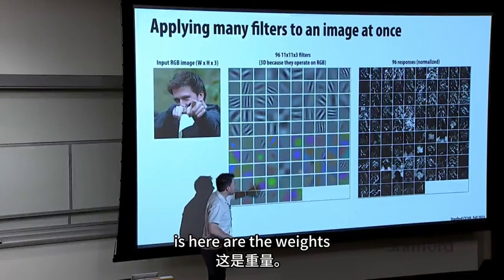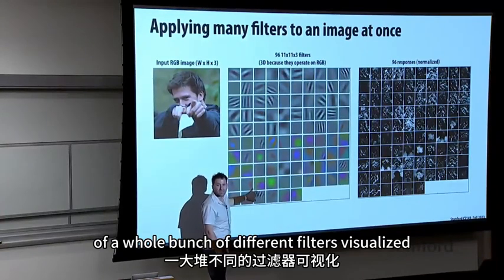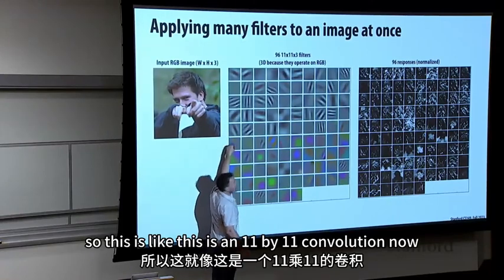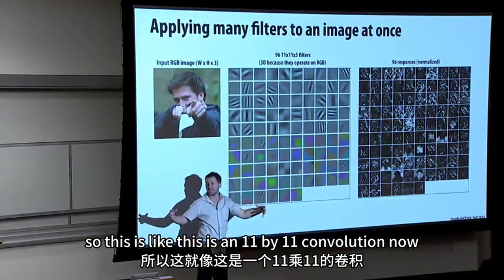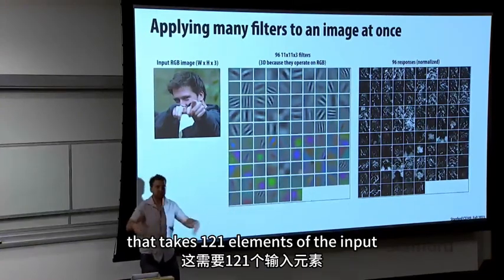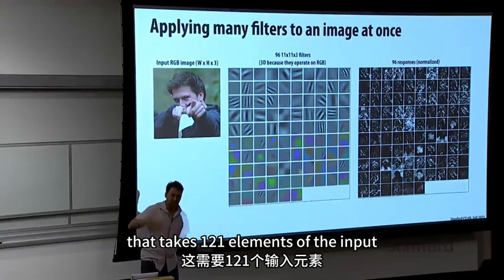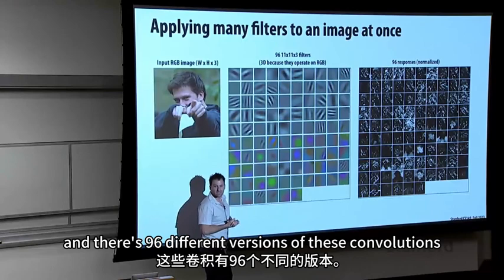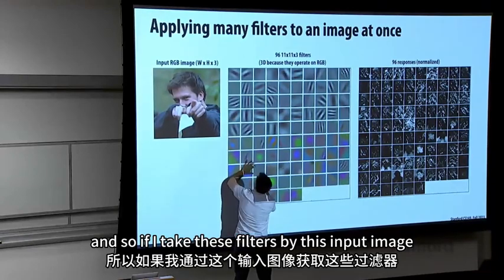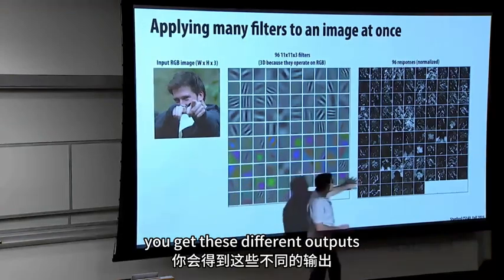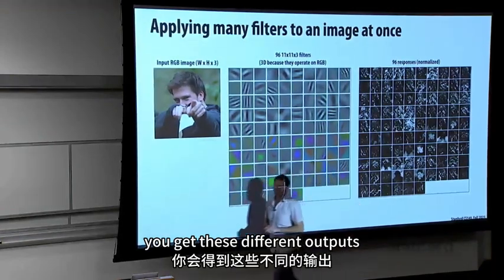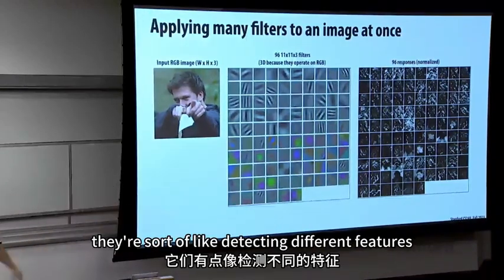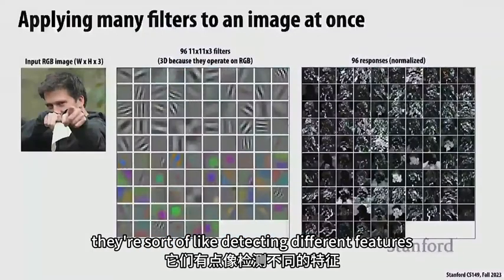So here's an example of the classic ImageNet weights from a long time ago. Here are the weights of a whole bunch of different filters visualized. This is an 11 by 11 convolution now. Okay, and so this is a convolution that takes 121 elements of the input for every output. And there are 96 different versions of these convolutions. And so if I apply these filters to this input image, you get these different outputs. You can just say that these different filters are sort of lighting up on different parts of the image. They're sort of detecting different features.